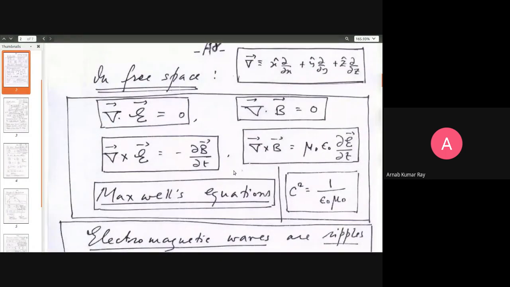We have come to the end of our formal discussion of electromagnetic theory. This is the final package. I call your attention to divergence of E is equal to 0, divergence of B is equal to 0, curl of E is equal to minus del del T of B, and curl of B is equal to mu naught epsilon naught del del T of E. This thing is the huge contribution of Maxwell.